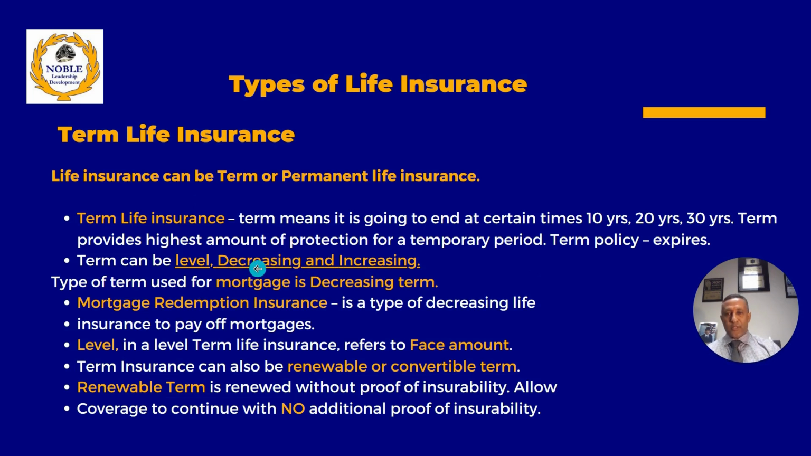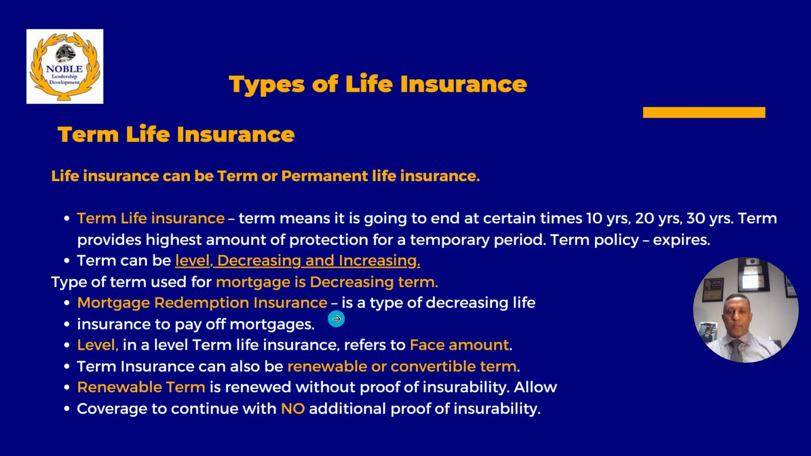For example, a decreasing term can be used for mortgage insurance, right? For mortgage insurance, that's what we use, a decreasing term, because the mortgage amount is going to decrease throughout the life of the payment for the house. The second type of insurance that we use for mortgage is also called mortgage redemption insurance. That's a type of decreasing term life insurance that we use for mortgage.